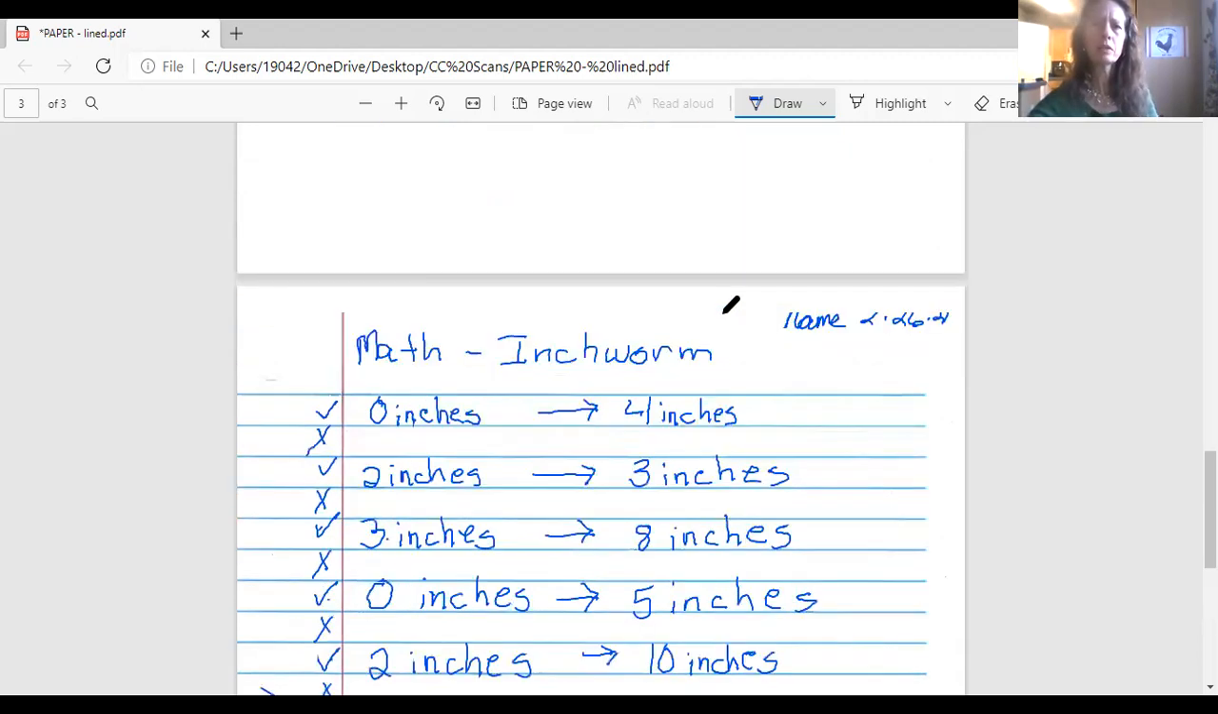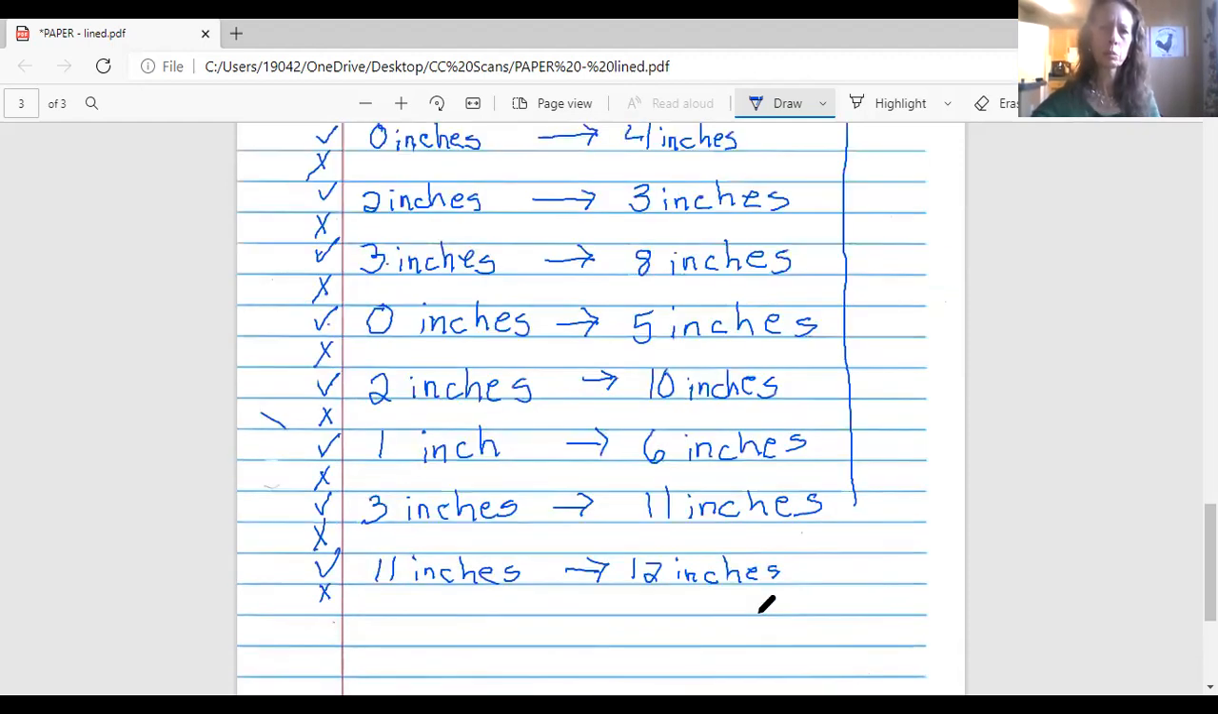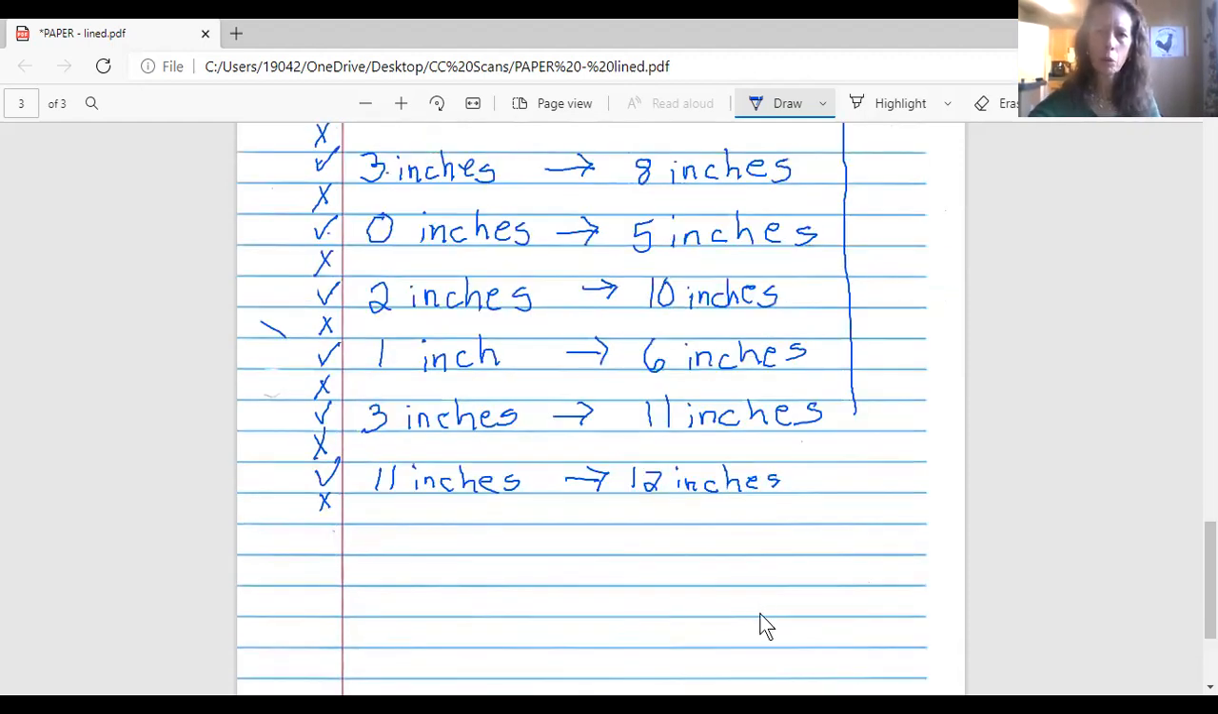And now at the top, I need you to write another column here. Let me show you what to do. Put a line right down here. And we're going to put inches traveled. Okay. All right. And we'll bring this down a little bit more.